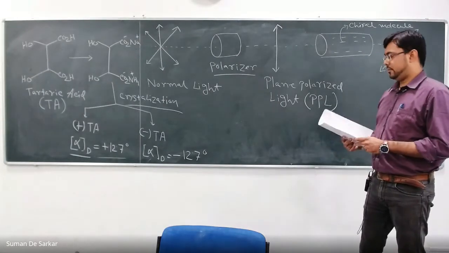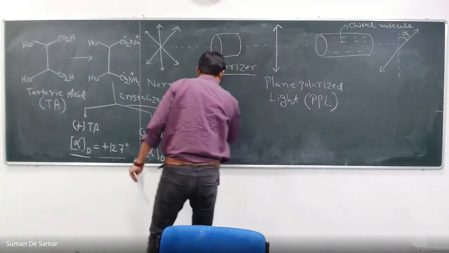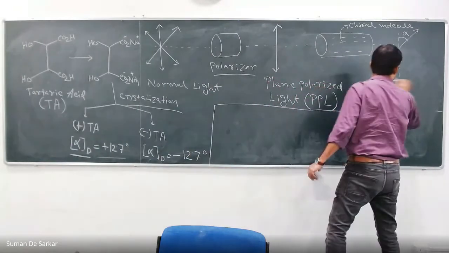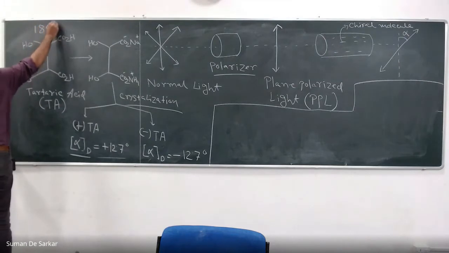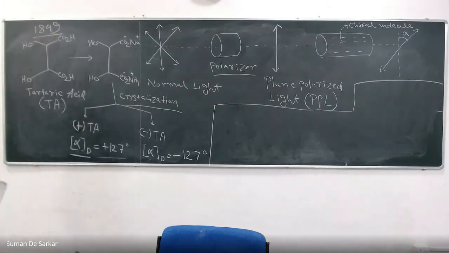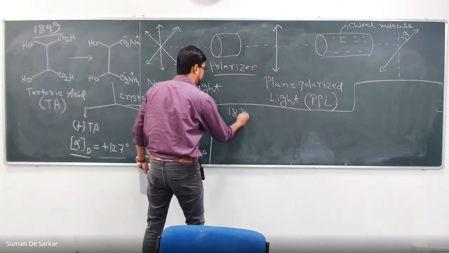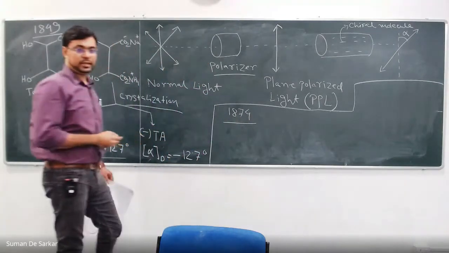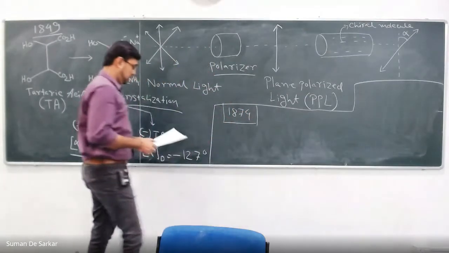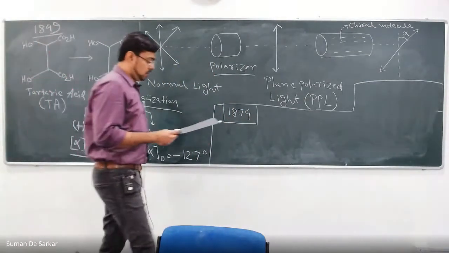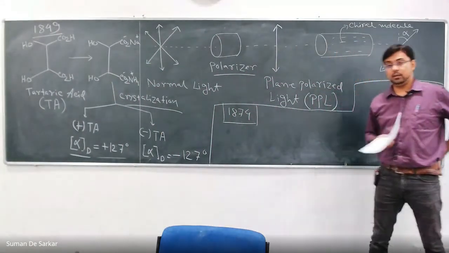And finally, in 1874, so Louis Pasteur's observation was in 1849 here. Okay, so almost 25 years later, actually exactly 25 years later, in 1874, at least some theory came. And the theory was given by none other than Van 't Hoff. So Van 't Hoff and one collaborator of his, Le Bel, Van 't Hoff and Le Bel.